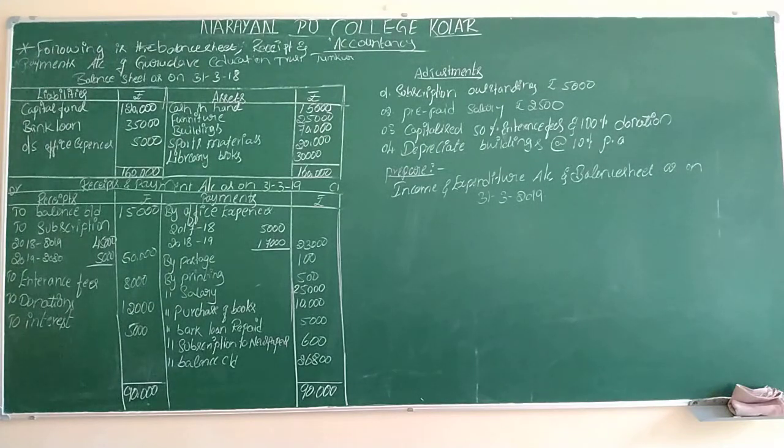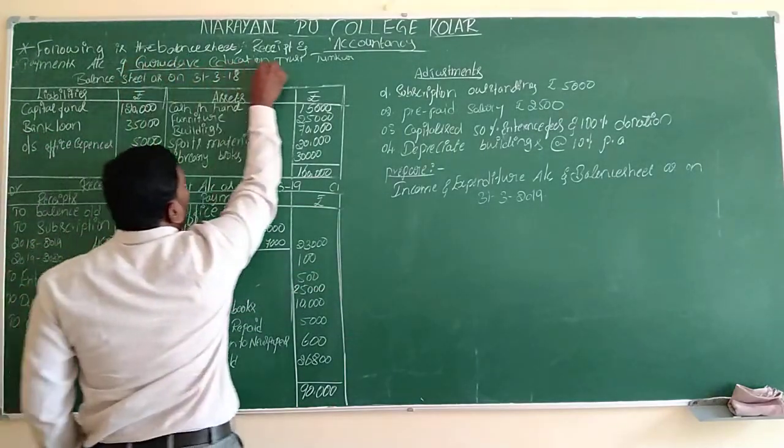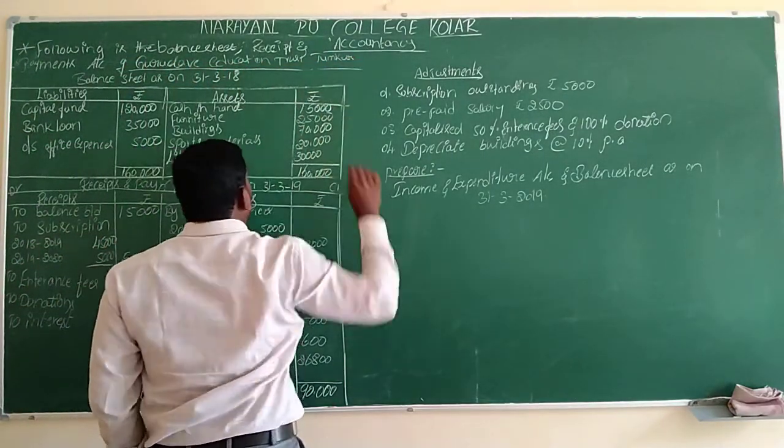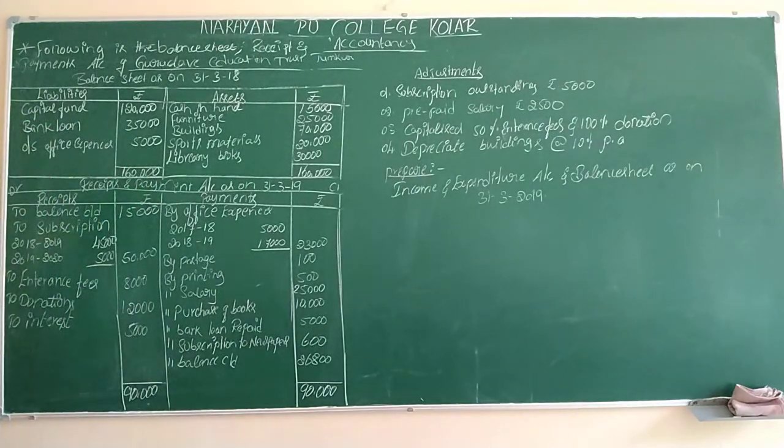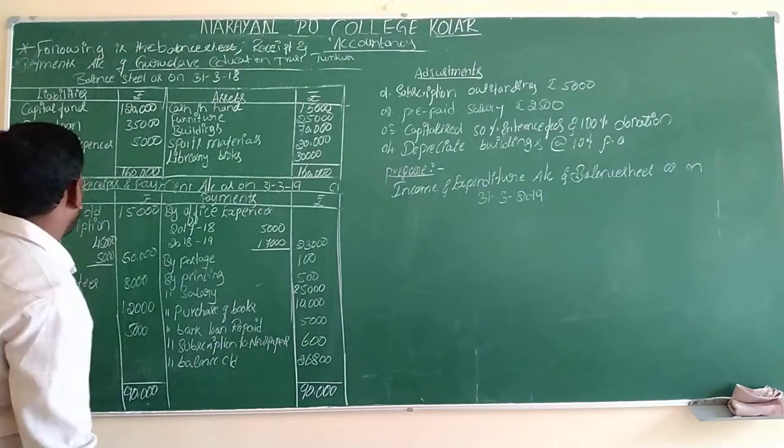Okay, my dear students, we have to come to know the classification. Here the question itself gives the transaction. Following is the balance sheet and receipts and payments account of Gurudev Education Trust. The education trust name is Gurudev Education Trust, Tumakuru. The name of the NPO is given, Gurudev Education Trust. Their balance sheet is given as on 31st March 2018.